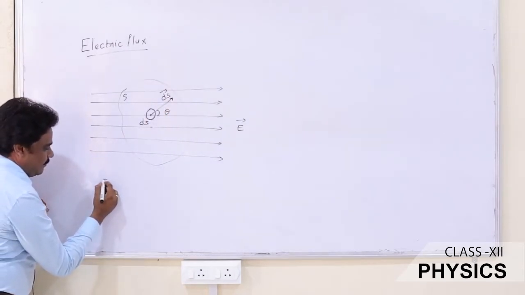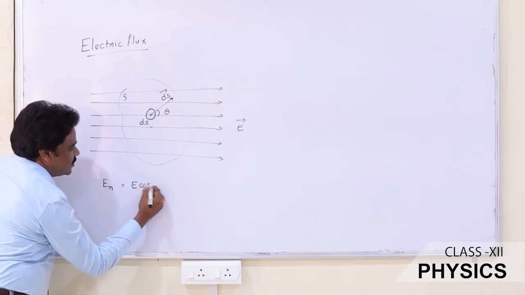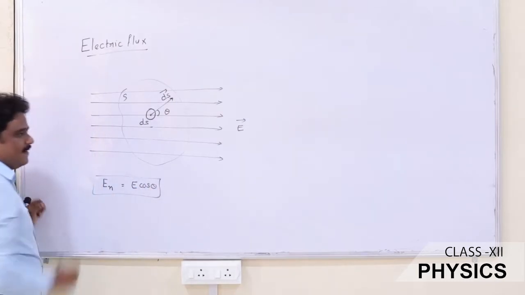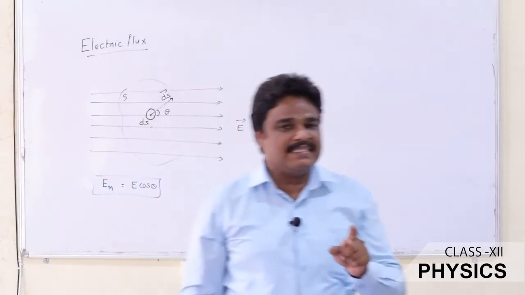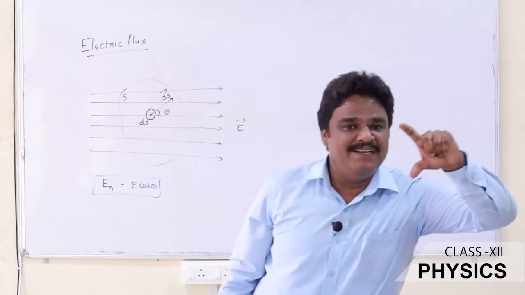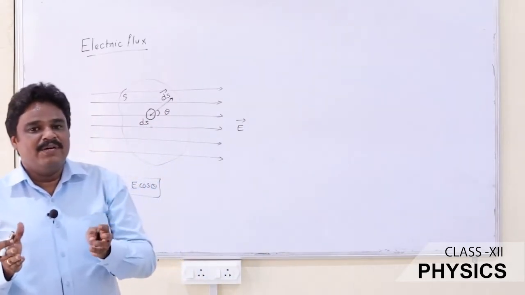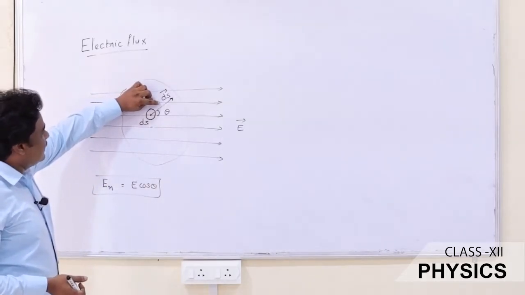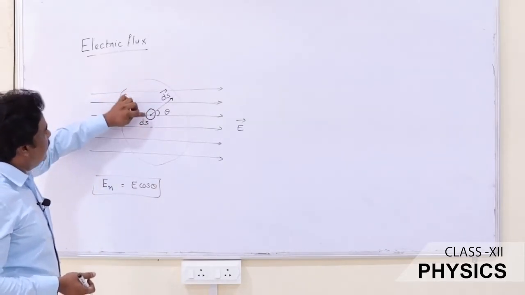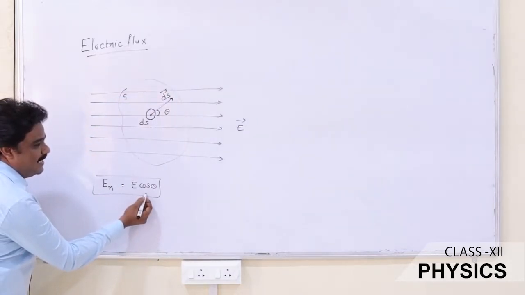I can mark it as En is equal to E cos theta. I think this will be very clear. Once again, whenever I am going to speak about flux, flux is something related to normal. So I am going to concern with the flow along the normal direction. So you can assume the electric field normal to the element, or along ds vector, will be En is equal to E cos theta.